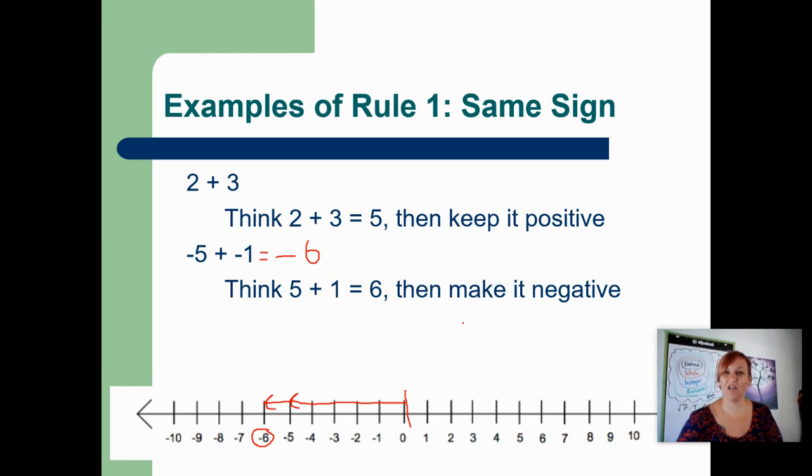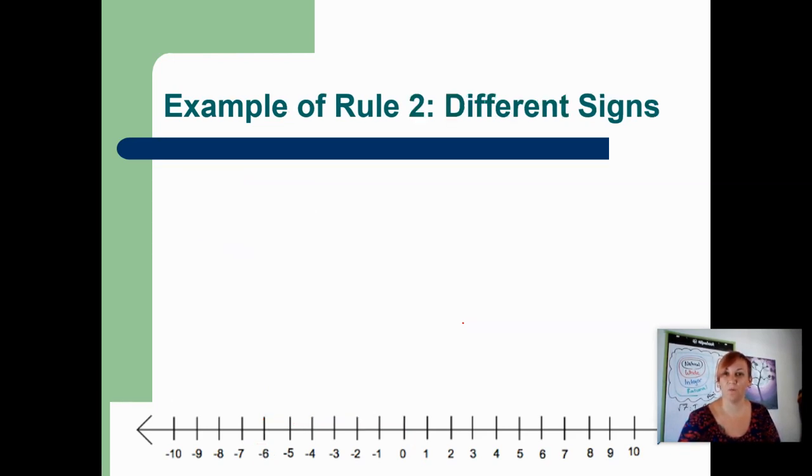All right, let's take a look at some samples of the second rule. The second rule was when the numbers had different symbols. Here's my first example, 6 plus negative 10. In this problem, I have a positive and a negative, different signs. That means in my head, I need to think of a subtraction problem. When the signs are different, I have to subtract. Even though it says adding, you got to subtract.